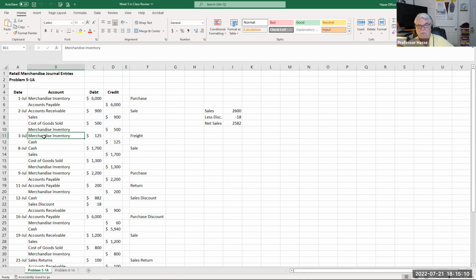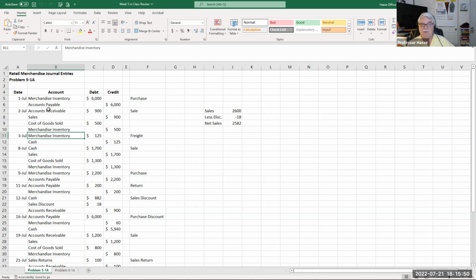Many times you purchase inventory and you have to pay the freight. When they deliver it to your store or your business, there's also a freight charge for bringing that inventory to your store. You have to pay the trucking company that delivers the merchandise. In this case, the freight charge was $125, which we paid in cash. Then the debit goes into inventory to add to the cost of the product that you're selling, the freight cost of delivering the product to you. So you debit inventory $125. That's the freight charge.